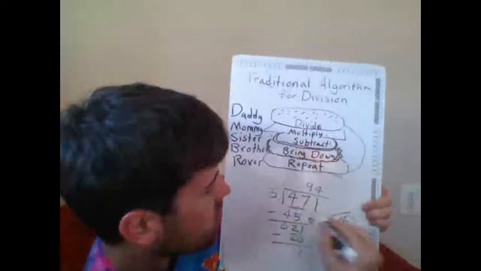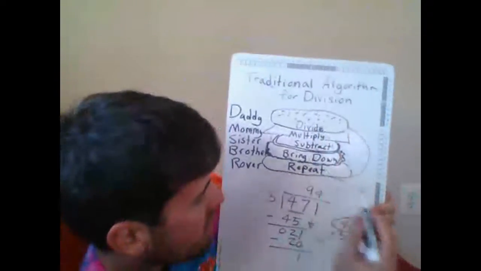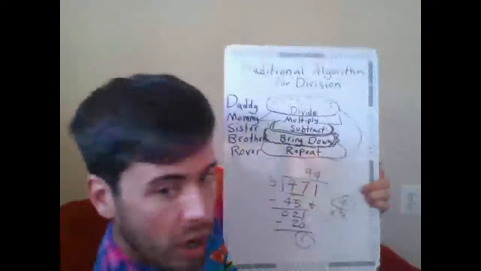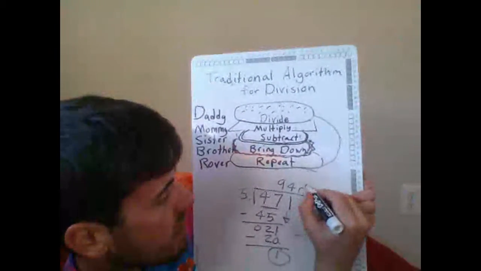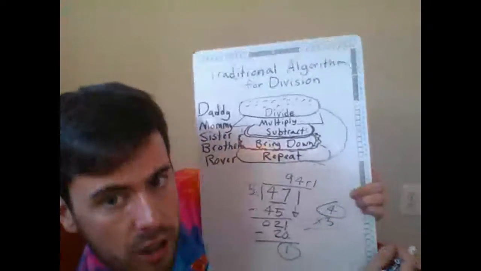We have nothing left to bring down. We have nothing else to repeat. We have 1 left over. Our answer is 94 with a remainder of 1.